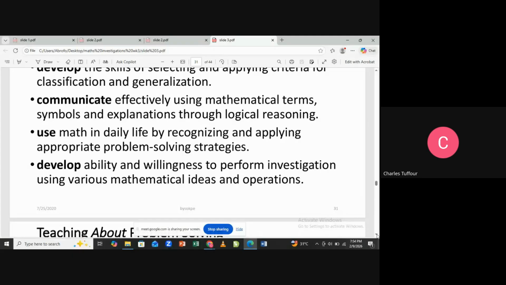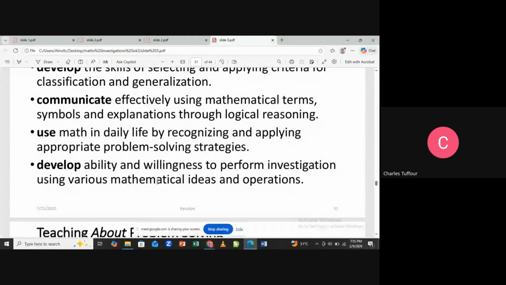Communicate effectively using mathematical terms, symbols, and explanation through logical reasoning. When we use teaching about problem solving, students will be able to use mathematical jargon and terms at a certain point. You will see that instead of saying that 2 times 2 is 4, they will say that the product of two numbers is 4. And the product means that we are multiplying 2 numbers. Quotient means that a number divided by 1, the result is what? The quotient. The sum, we are putting 2 or more numbers together. They will be able to use these terms.